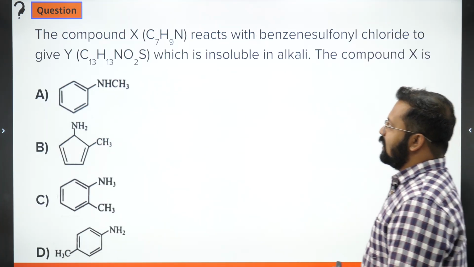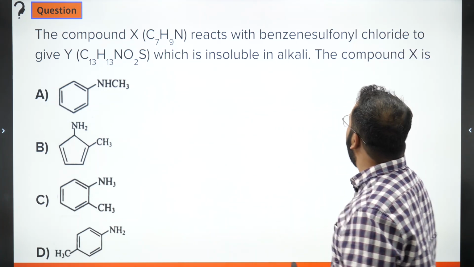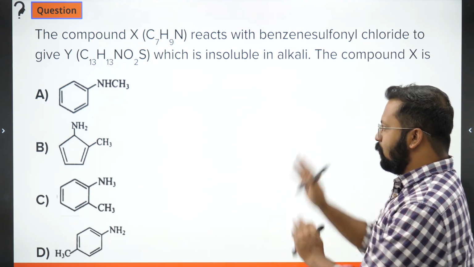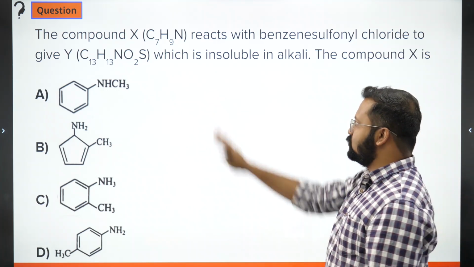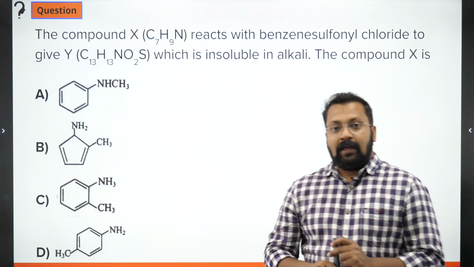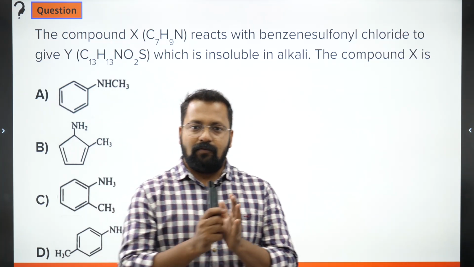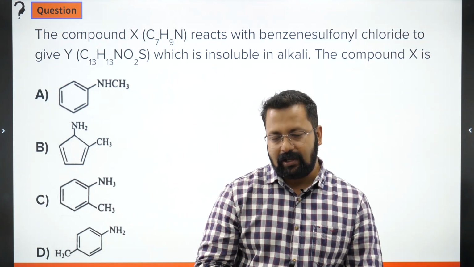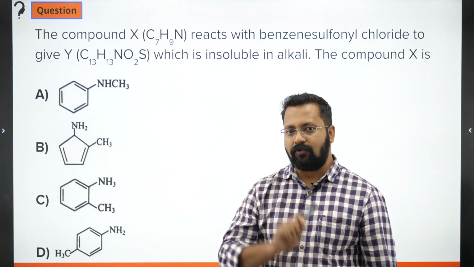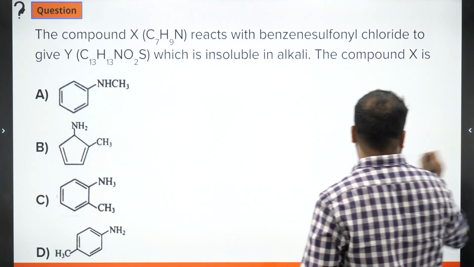Next question is this. The compound X, C7H9N, reacts with benzene sulfonyl chloride to give a compound C13H13NO2S, which is insoluble in alkali. Now remember, in amines, there is a reaction known as the reaction of amine with Hinsberg reagent. A Hinsberg reagent is benzene sulfonyl chloride, an aromatic sulfonyl chloride.